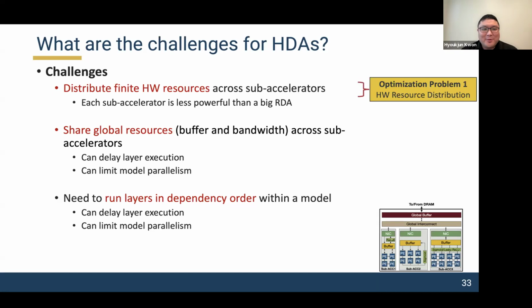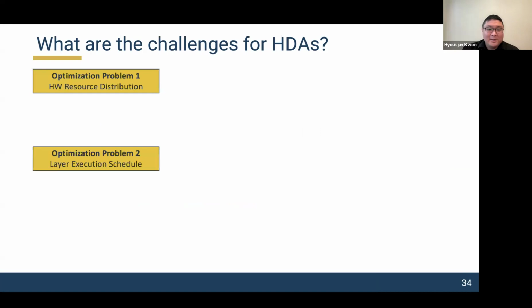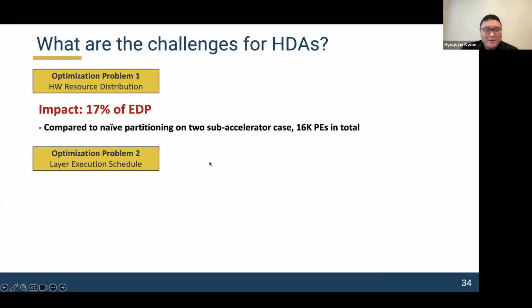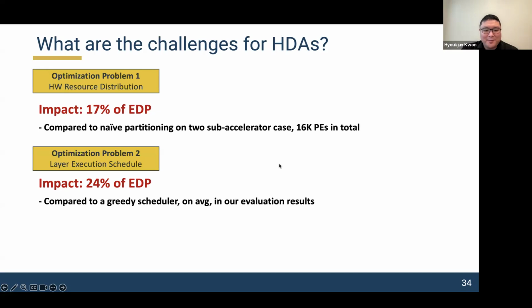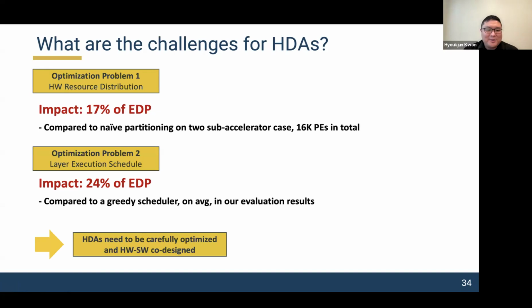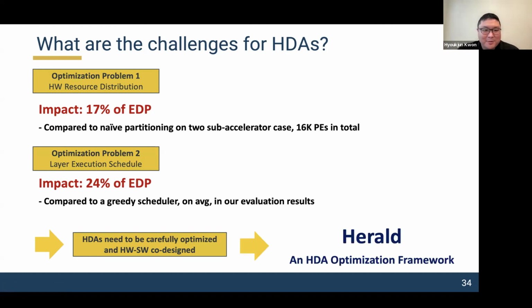So actually, these challenges also give interesting optimization problems. The first challenge is related to the hardware resource distribution optimization, and the last two are associated with the layer execution scheduling problem. And we found these problems are very important for heterogeneous data flow accelerators. For the hardware resource distribution, in our evaluations, we found a 17% EDP impact. And the second optimization problem, layer execution schedule, has an impact of 24% EDP, which is also quite significant. So the implication of these results is that heterogeneous data flow accelerators need to be carefully optimized. Hardware and software, since the second problem is more about the software side, need to be co-designed. And that's why we developed an optimization framework.